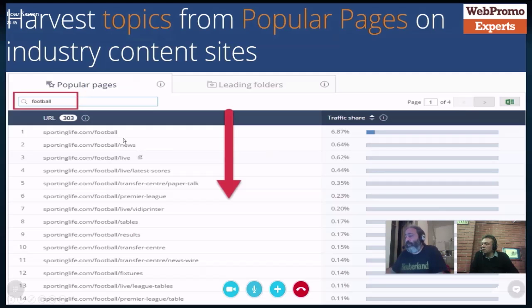What do they want? If they want football, they seem to, in this case, want news. It's a lot of live. They're looking for scores. Premier League is interesting, and so on. Transfers.